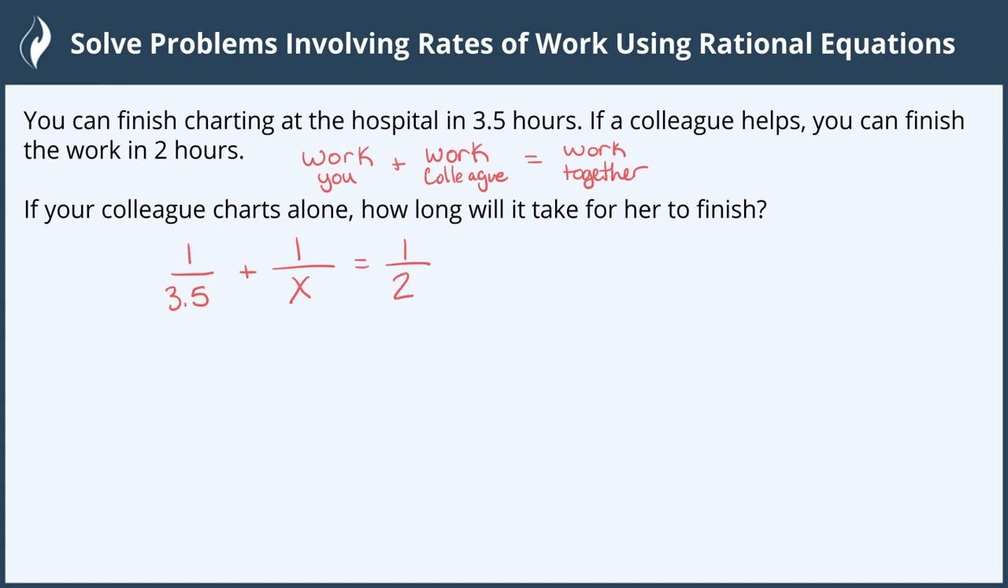Now that we have our equation, we can solve by multiplying everything by the lowest common denominator. We have 3.5x and 2. Nothing's in common with any of those, so the lowest common denominator will be all of those multiplied together. 2 times 3.5 times x. 2 times 3.5 is 7, so the lowest common denominator is 7x. And we'll multiply that to the entire equation.